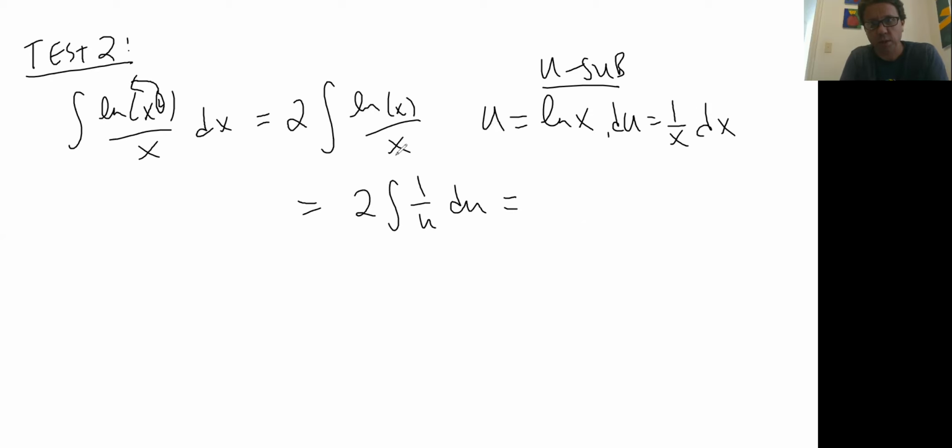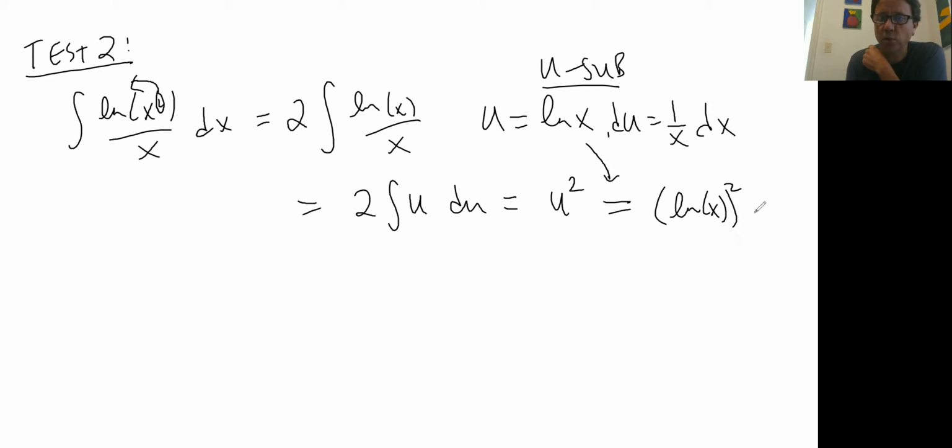I am going a little nuts here, a little bit too fast. This is not 1 over u, it's just u. That was the whole point of doing it. There's u right there. So u du. So when I integrate 2u, I get u squared. And then when I replace that back in, it's kind of weird. It's the natural log of x squared plus u.